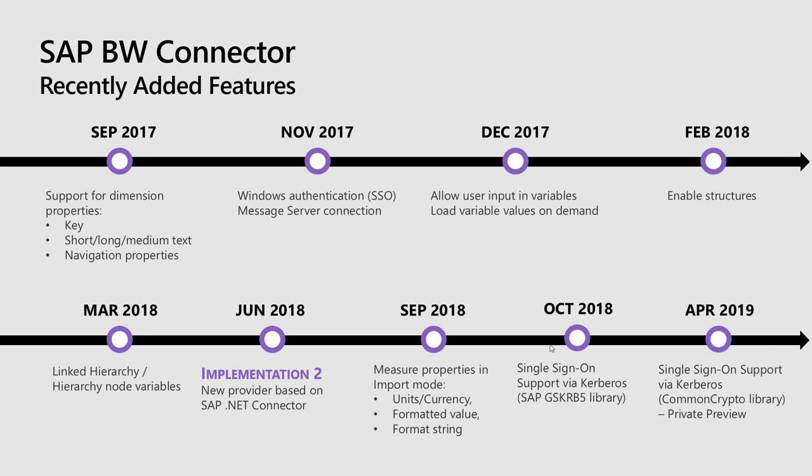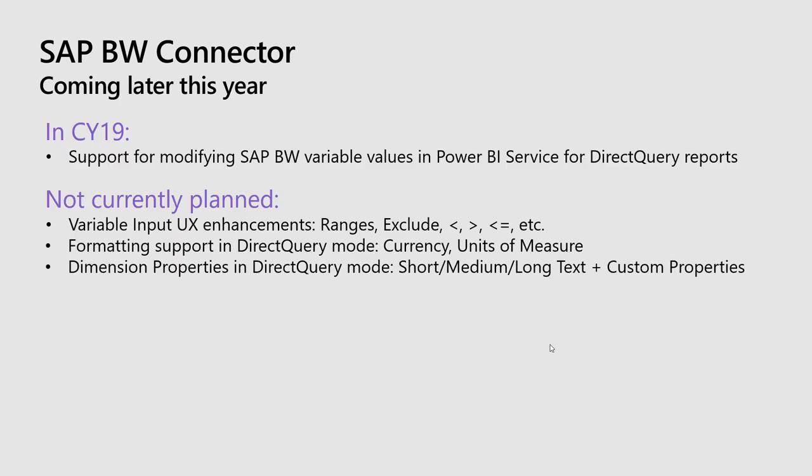This is what we've been doing for the SAP connector. In September 2017, we added support for properties. Then we've been adding SSO, changing things in variables, allowing structures. In June last year, we introduced implementation 2, which GA'd in September. We also added support for measure properties and single sign-on. And just as with our HANA connector, this will also support changing the variable values in the Power BI service when using SSO.